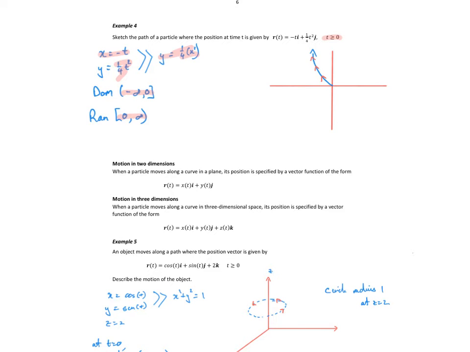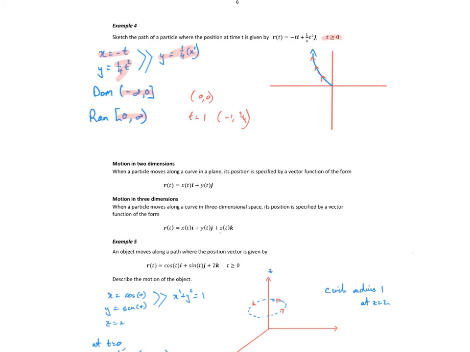Again, at t equal to 0, we start at the point (0, 0). Then if I put t equal to 1, say, I end up at the point (-1, 1/4). So then I end up a little bit further along. The arrows indicate the direction of motion. So there's my motion in 2 dimensions.